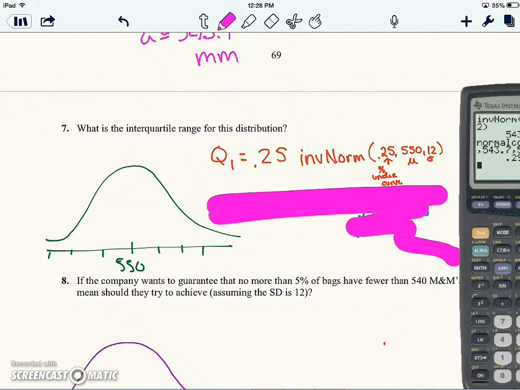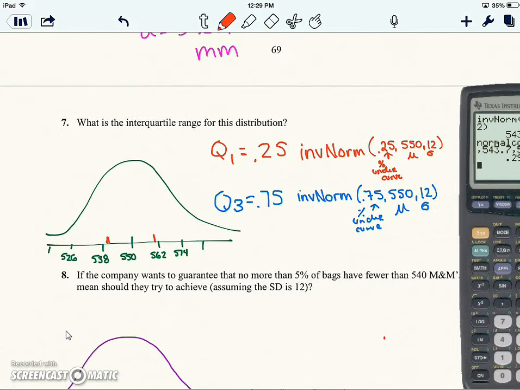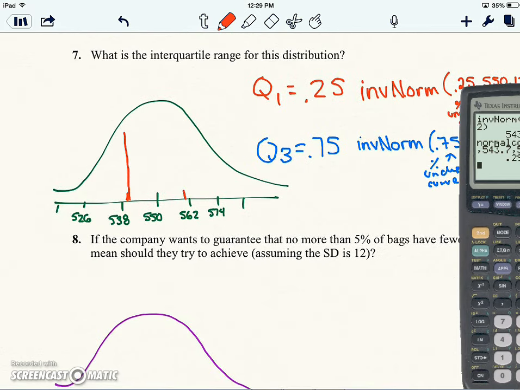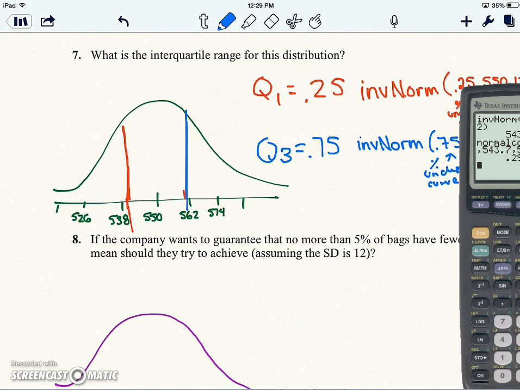All right. Next it says, what is the interquartile range for this distribution? Well, the interquartile range goes from Q1, which is 0.25, to Q3, which is 0.75. And so we need to find the cutoffs for that. Okay, so we need to find the cutoffs for 25% and 75%. And I'm pretty good at estimating this, so my guess is that this is going to be the cutoff for 25. And this is going to be the cutoff for 75.